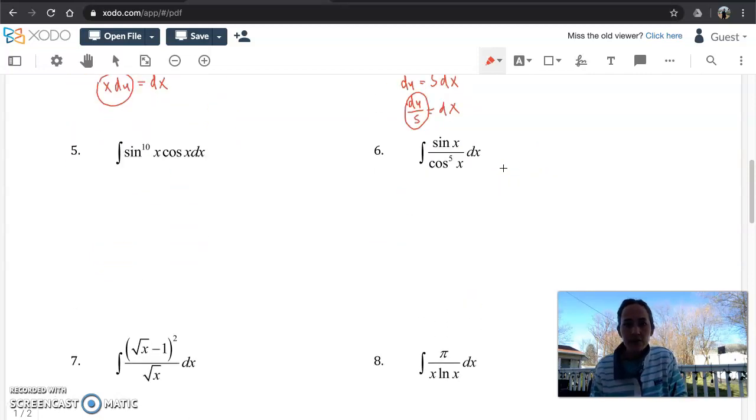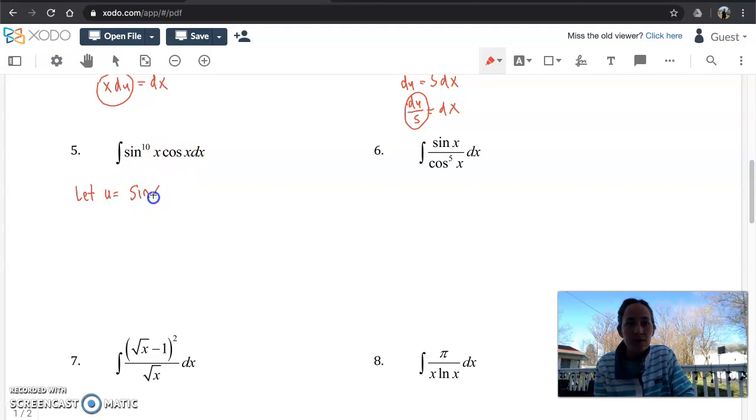5 and 6 I kind of consider similar. I don't really know sometimes whether I should pick sine or cosine to be my u. One piece of advice in 5 and 6 is never bring the power with it. Either just make it sine or make it cosine, and use the function that you see raised to a power. Like here, the sine of x is to the 10th. That's a little bit more innermost, and the cosine isn't.